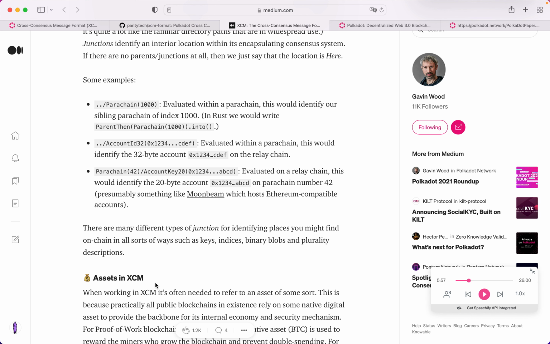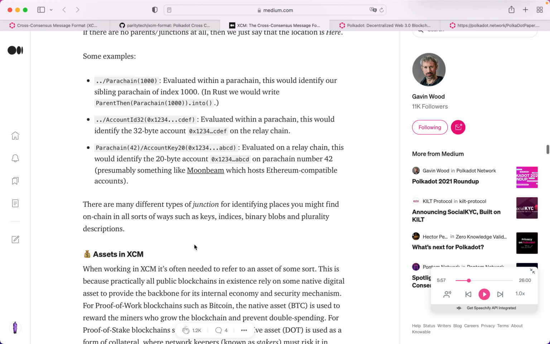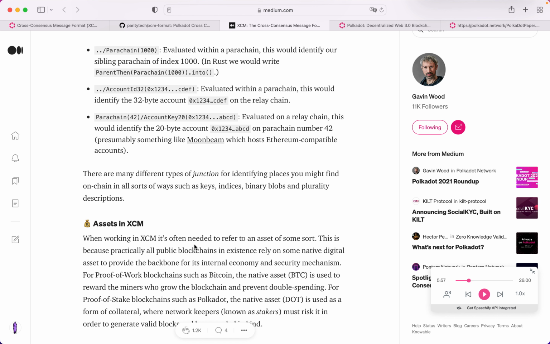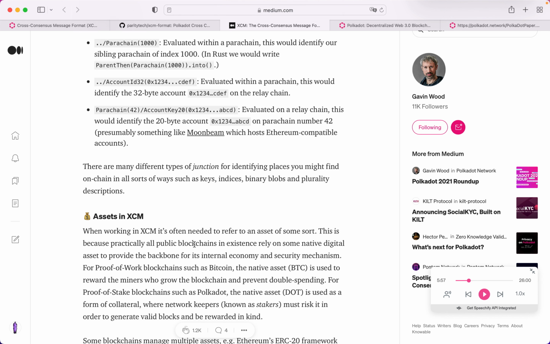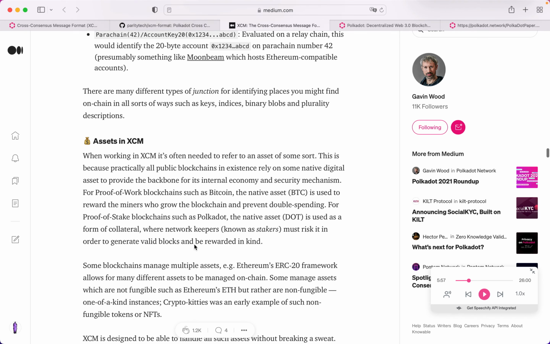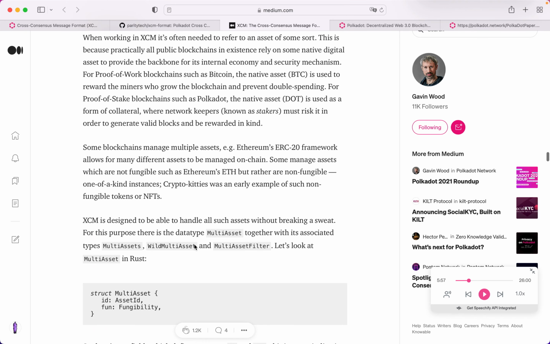Parachain 42, account key 20, 0x1234...abc, evaluated on a relay chain. This would identify the 20-byte account 0x1234...abc on parachain number 42, presumably something like Moonbeam which hosts Ethereum-compatible accounts. There are many different types of junction for identifying places you might find on-chain in all sorts of ways, such as keys, indices, binary blobs and plurality descriptions.